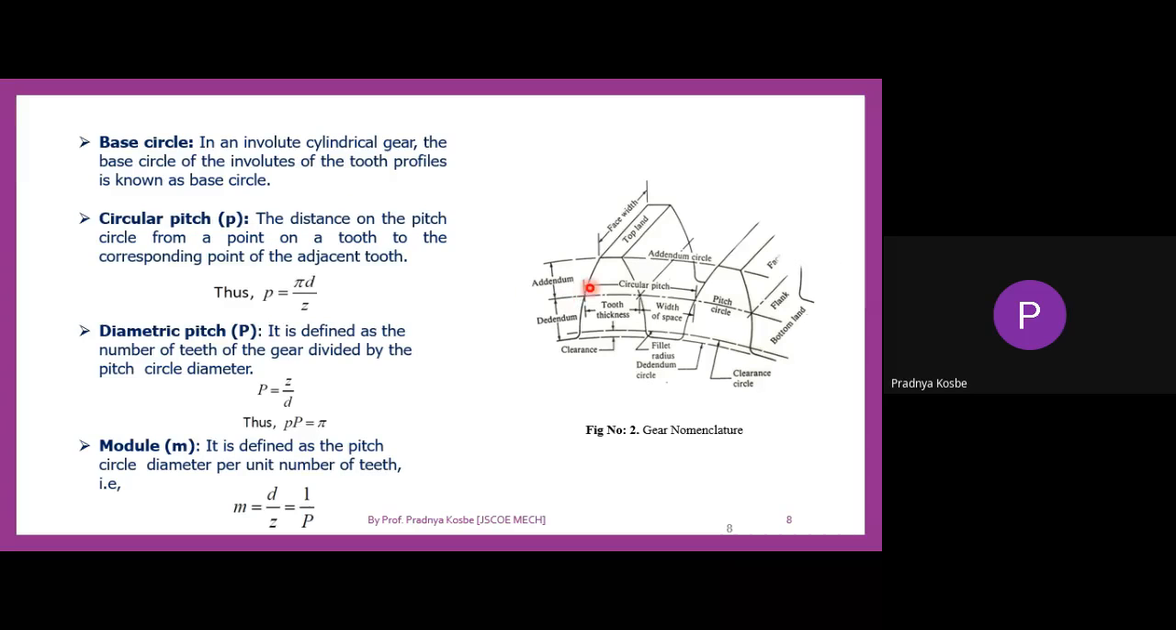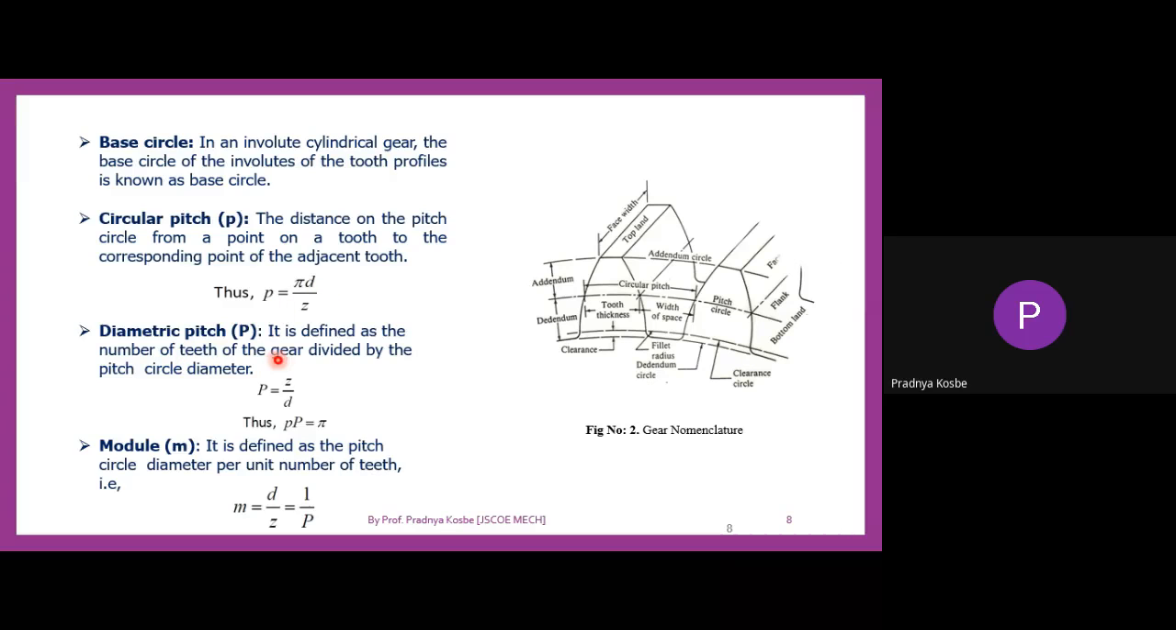Circular pitch, you can see over here, this is the circular pitch. Circular pitch is the distance on the pitch circle from a point on a tooth to the corresponding point on the adjacent tooth. So circular pitch is equal to pi D divided by Z.